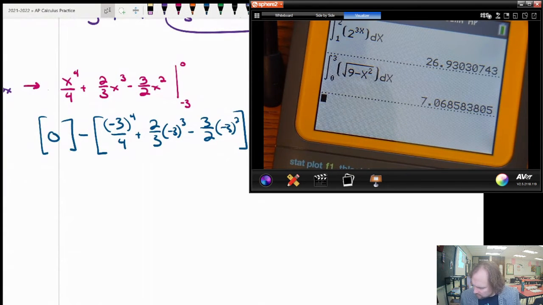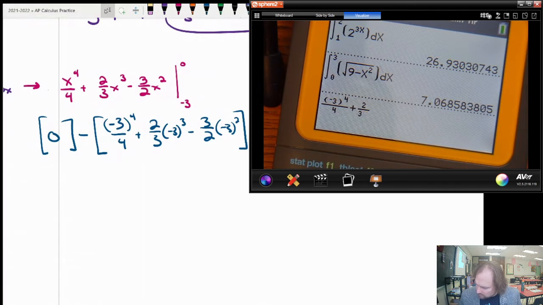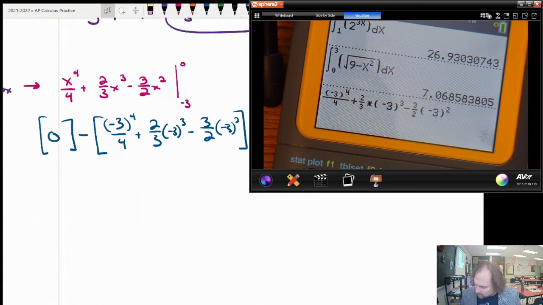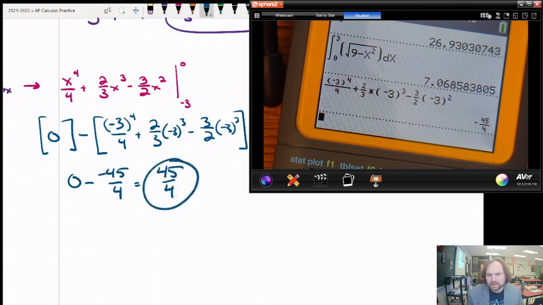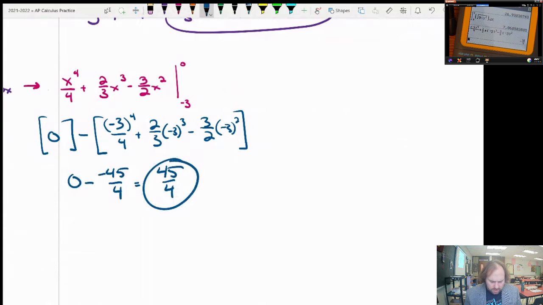So let's go for it. First we're going to have in parentheses negative 3 to the fourth power over 4, plus 2 over 3 times negative 3 to the third power, minus the fraction 3 over 2 times negative 3 squared. And that's going to give us negative 45 over 4. I'm sure if we worked that all the way out, we probably could have gotten that by hand. But since this is 0 minus negative 45 over 4, we're just going to call it positive 45 over 4. And that's going to be the answer to that question. Neato torpedo.